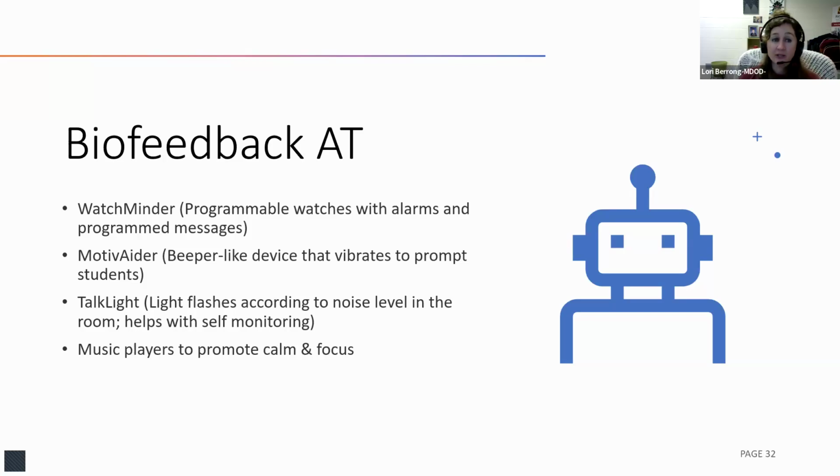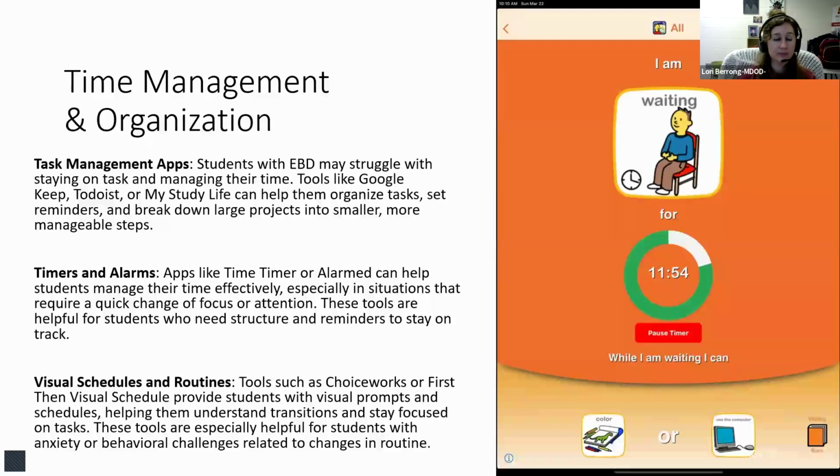Talk Light is another cool concept. It's a light that flashes according to the noise level in the room. So having something like that helps with self-monitoring, especially if you have somebody who's really sensitive to noise, or who may not realize that they're getting loud. And so having that visual reminder, like, oh, I'm being really loud, I'm being really intense right now, that might help. And then, of course, music players can promote calm and focus.